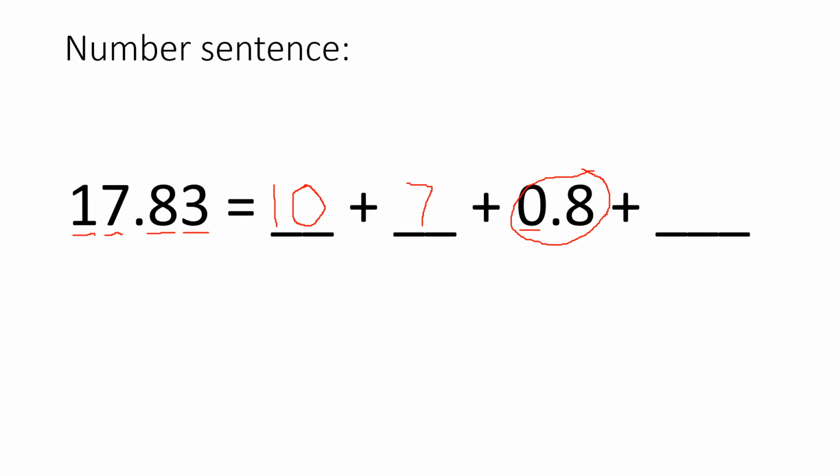Finally, I have a digit. I have a 3 in the hundredths column, and I know I need to have a placeholding 0 for the units column, for the tenths column, and then I have a 3 in my hundredths column. And I mustn't forget my decimal point. So I know that this number is 0.03. That's my number sentence for 17.83.